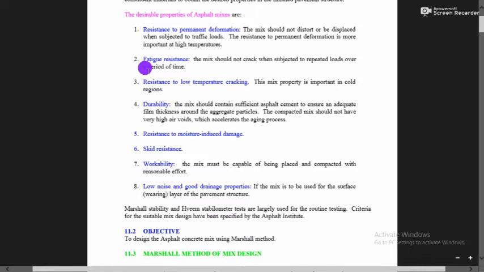2. Fatigue resistance. The mix should not crack when subjected to repeated load over a period of time. 3. Resistance to low temperature cracking. This mix property is important in cold regions.